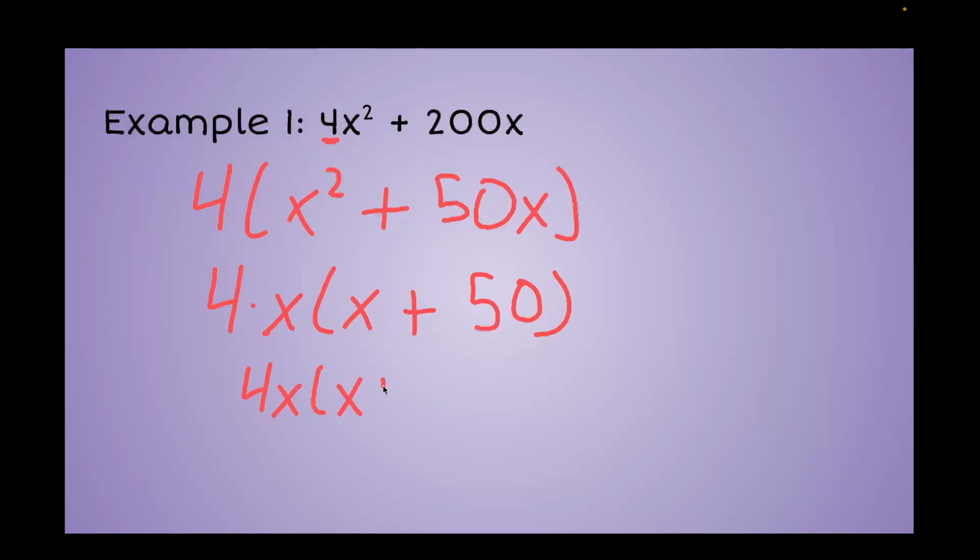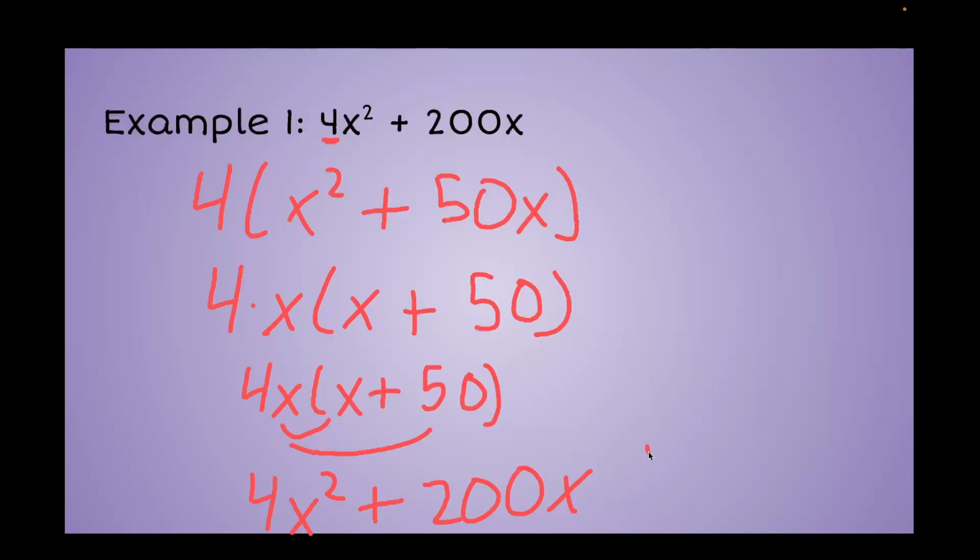And if you do it the fast way, I do definitely encourage you to check your answer. So I'll do that real quick. So 4x times x, it's going to be 4, and then x times x is x squared. And then 4x times 50. 4 times 50 is 200. So it'll be 200x. Which means we did it correctly, because we got back to what we started with.